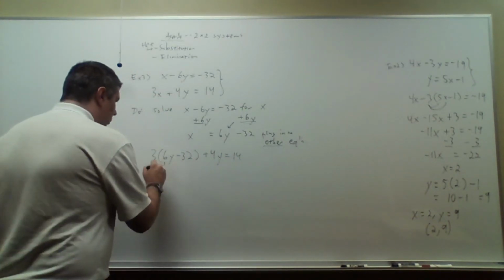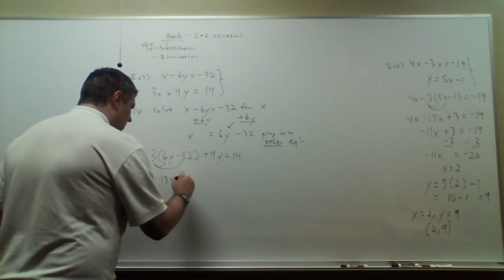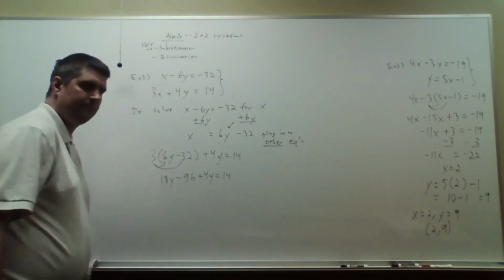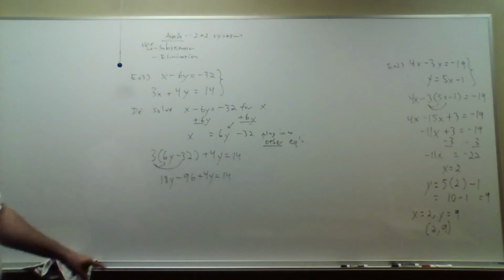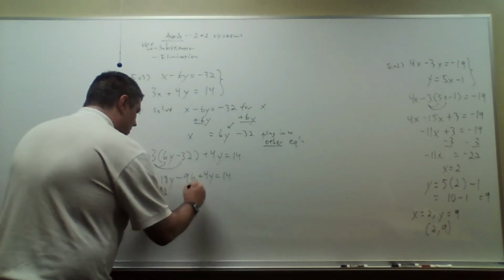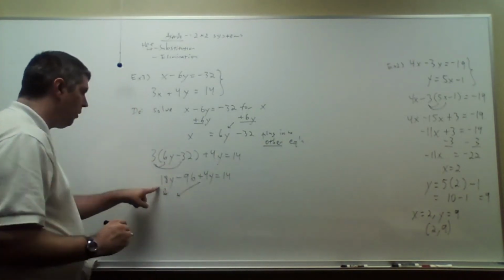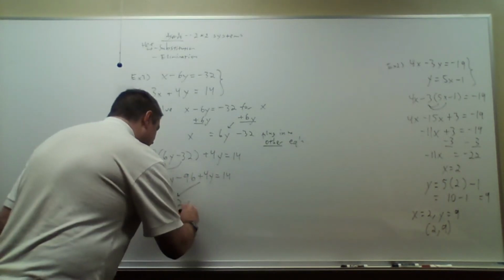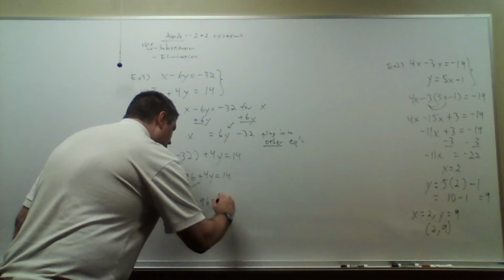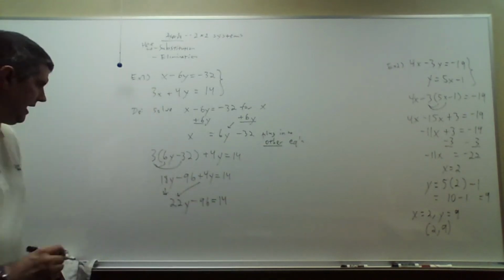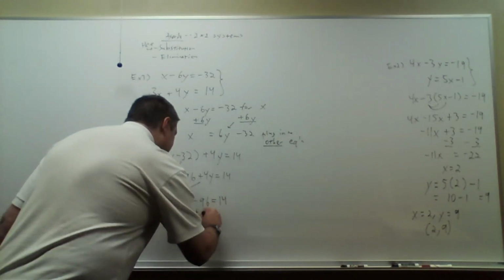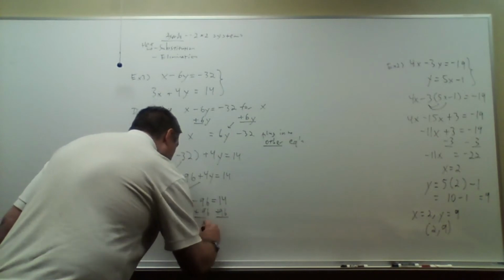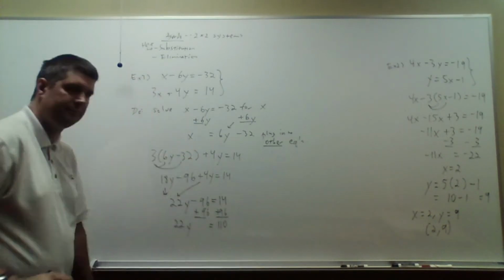So this will be 18y minus 96 plus 4y equals 14. These two combine: 18y's plus 4y's is 22y's. Minus 96 is 14. Add your 96. We end up with 22y equals 110.